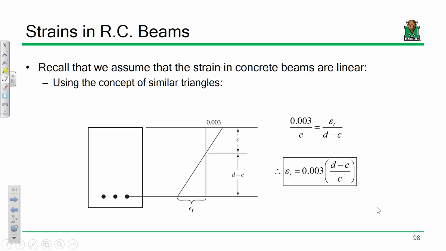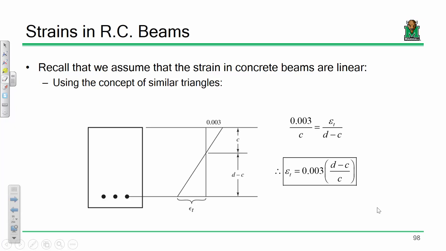I actually have my strain profile drawn backwards here on the board, like it's starting that way, and that one over here is going like that. It doesn't really matter. Just recognize that the concrete's in compression and the steel's in tension. What I'm using on this slide is just similar triangles to figure out what the strain is here, okay? Now, this whole time we were talking about stresses.